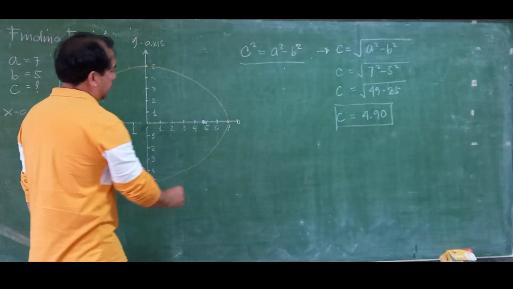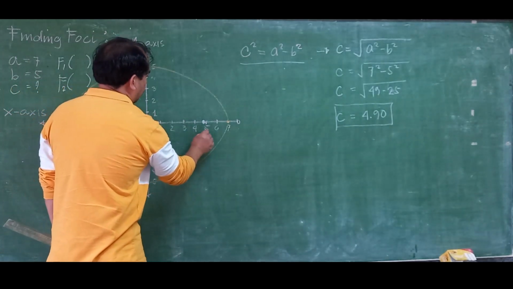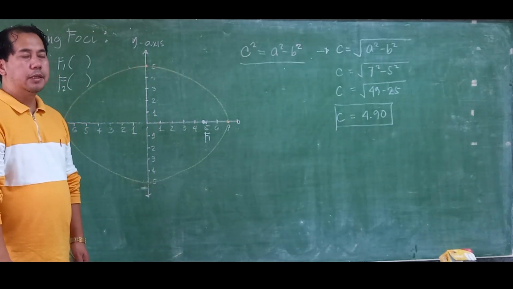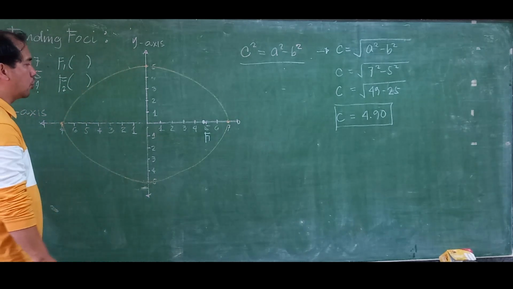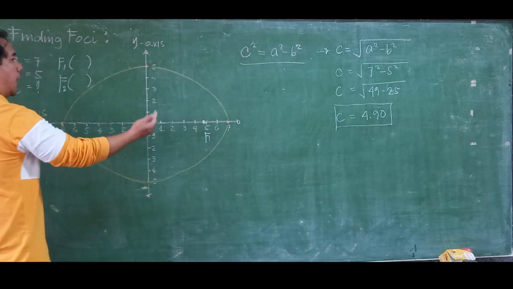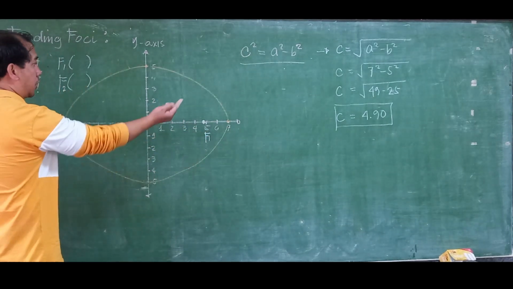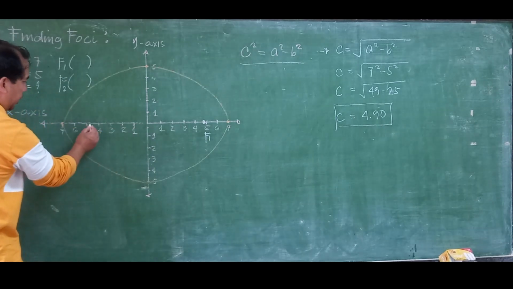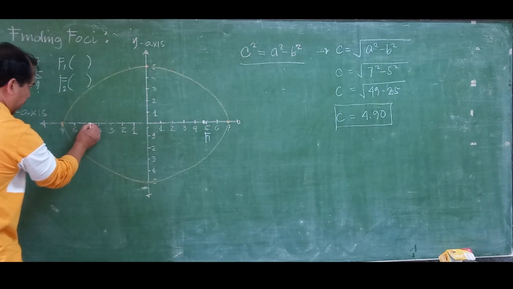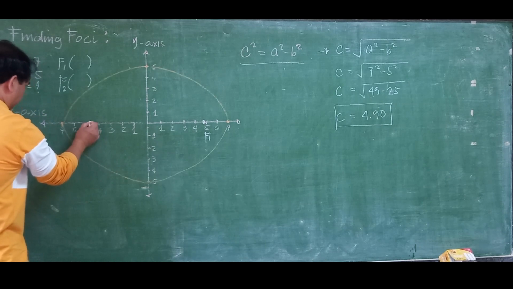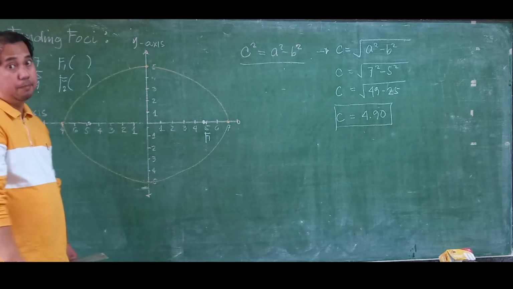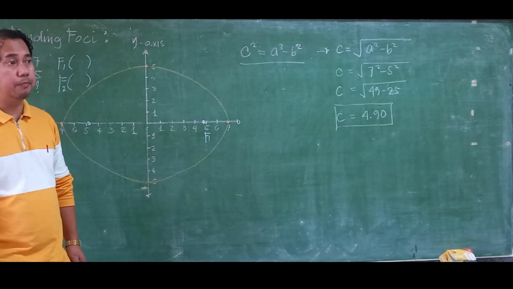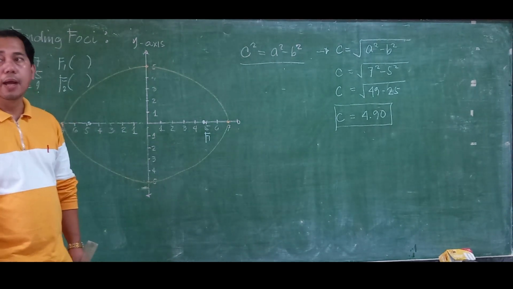Now we say that this must be our focus 1. Now what about the location of focus 2? It is still the same. We take that measure, 4.90, going to the left side. So that must be located in here. More or less, it touches the 5. If you round that one, that is the same as 5, very close to 5.